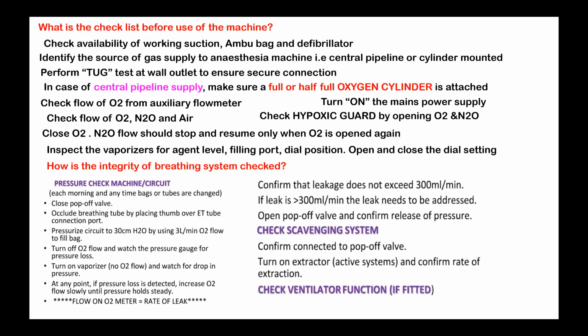So confirm leakage does not exceed 300 ml per minute. If the leak is more than 300, the leak needs to be addressed. Then open pop-off valve and confirm release of pressure. That is, once you open the valve, the pressure gauge should come to 0 from 30 centimeters. Then checking for scavenging, confirm connected to pop-off valve, turn on extractor and confirm rate of extraction. And check ventilator function. So these are how the breathing systems are checked.